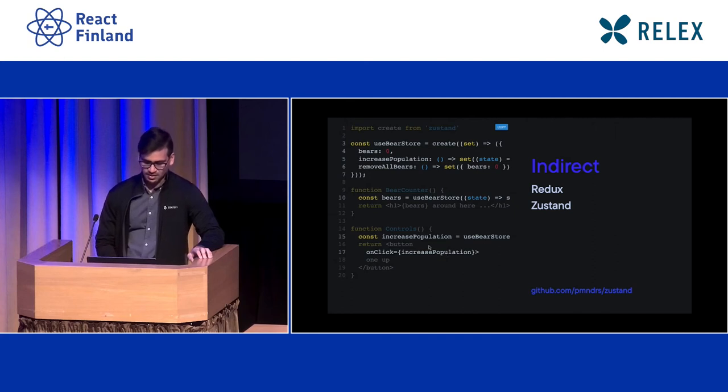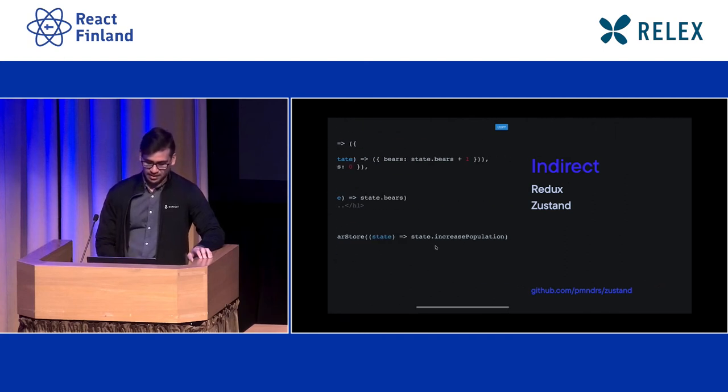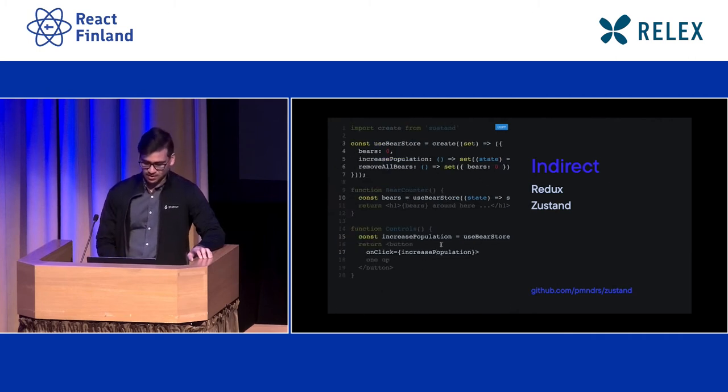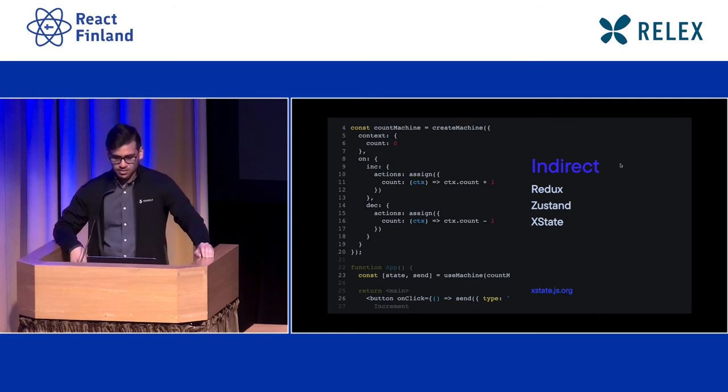And so you could just grab the action in the same way that you read the state and manipulate the state that way. It's still an indirect way of manipulating the state because I think you can't really directly change, for example, the number of bears. You have to either click increase population or remove all bears, which sounds very grim. Bears aren't that bad. And of course, there's also XState.